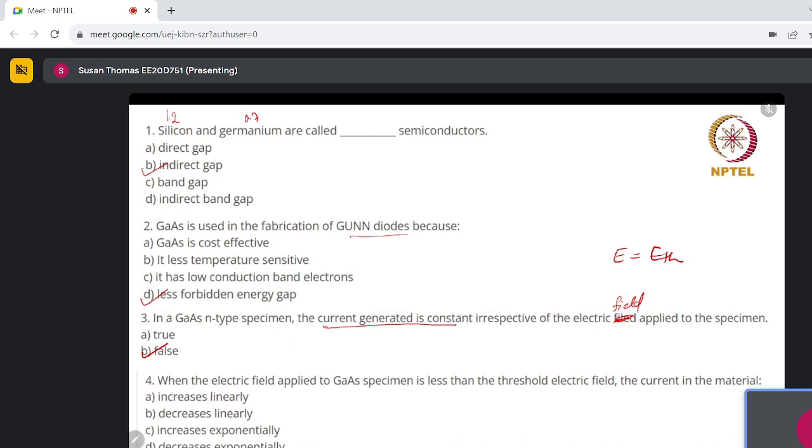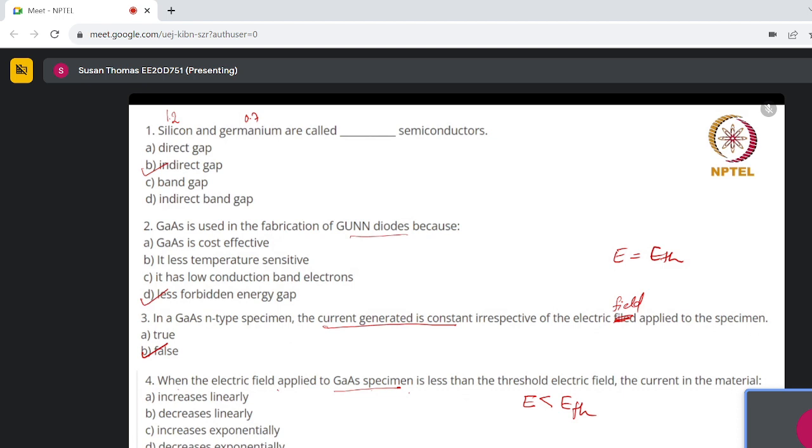Now coming to the fourth question. When the electric field applied to the gallium arsenide specimen, and whenever we say gallium arsenide specimen, basically it's the Gunn diode itself, is less than the threshold electric field. So we are looking at a case when E is less than E_th. Whenever the electric field is less than the threshold, how is the current? Is it increasing linearly? Is it decreasing linearly? Is it increasing exponentially? Or is it decreasing exponentially?